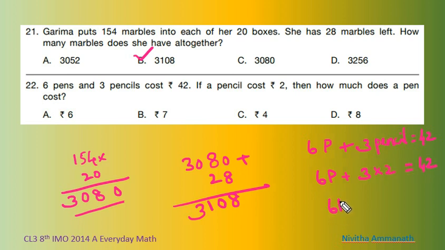That is 6 pens equal to 42 minus 3 into 2, 6. 42 minus 6, that is 36. So 6 pens cost 36. So 1 pen costs 36 divided by 6. How many 6s are 36? 6 6s are 36. So 1 pen costs 6 rupees. So A is the correct option. Next question.